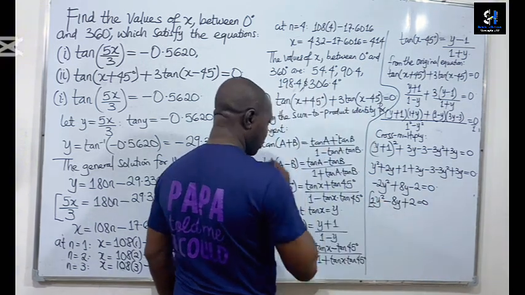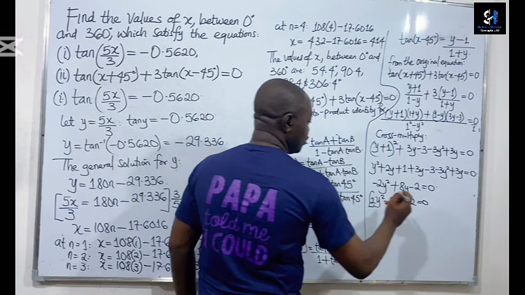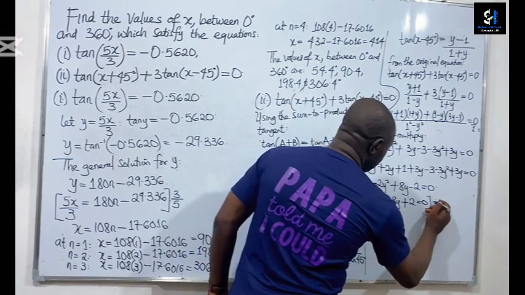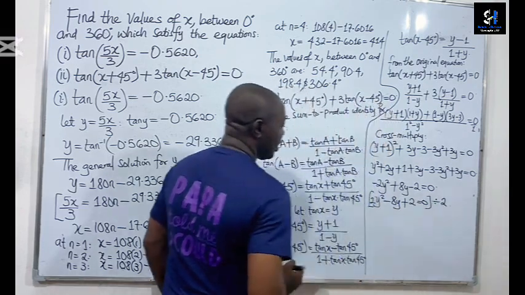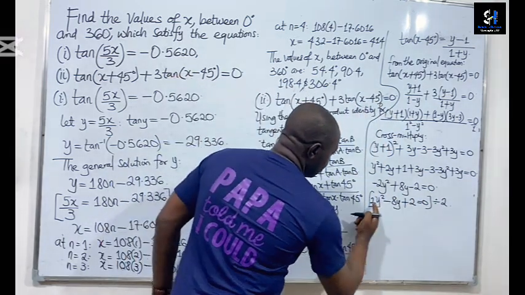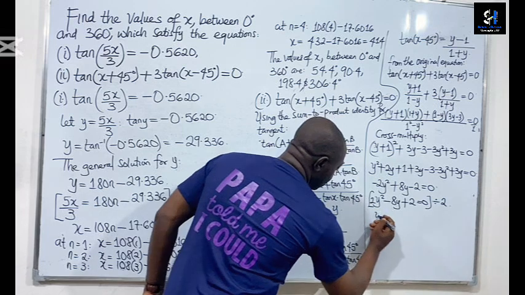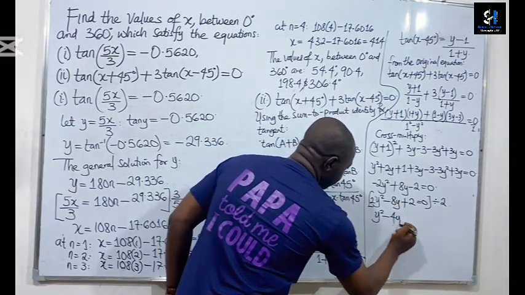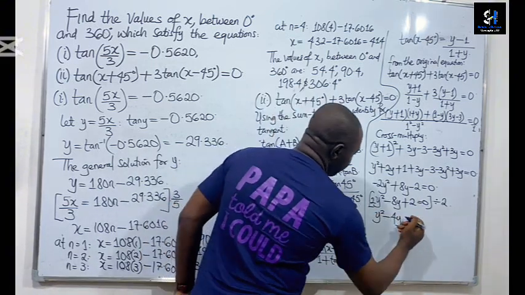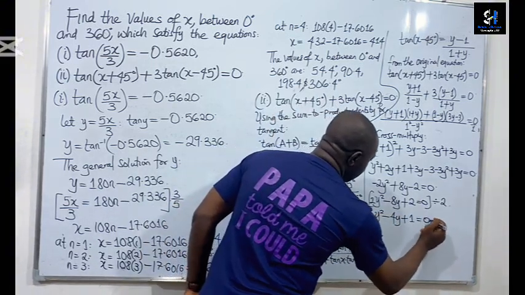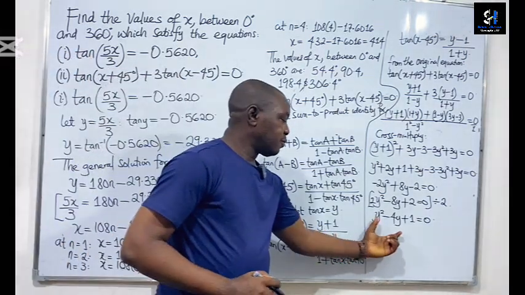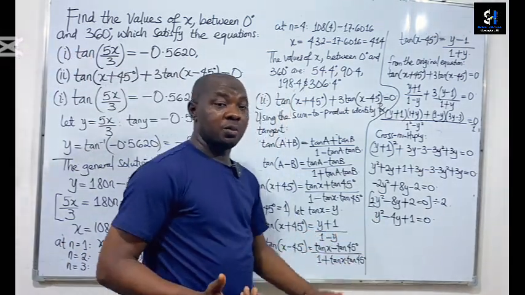2y squared minus 8y plus 2 equals 0. So I'm going to divide through this equation by 2. Divide through the equation by 2, so that 2y squared divided by 2 will be y squared, minus 8y divided by 2 will be minus 4y, 2 divided by 2 will be plus 1, and that equals 0. Now, I'm going to solve for y using the method of completing the square.